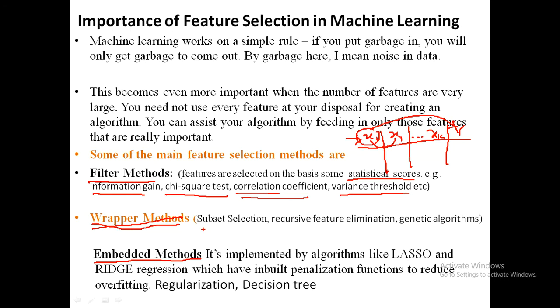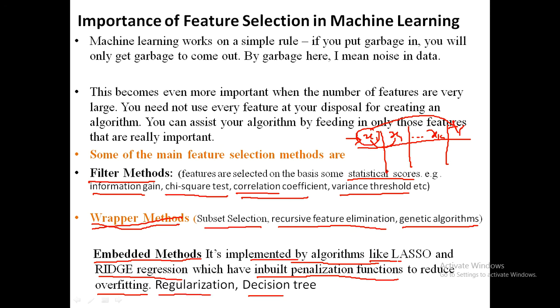In the wrapper method, we are going to discuss the sequential selection of features or sequential elimination of features. Genetic algorithm is also an example of wrapper method. Next one is the embedded method. It is implemented by algorithms like lasso and ridge regression, which have an inbuilt penalization function to reduce overfitting of the model. For example, recall regularization and decision tree.